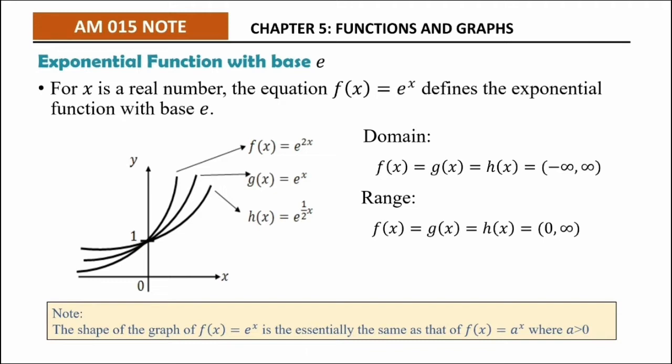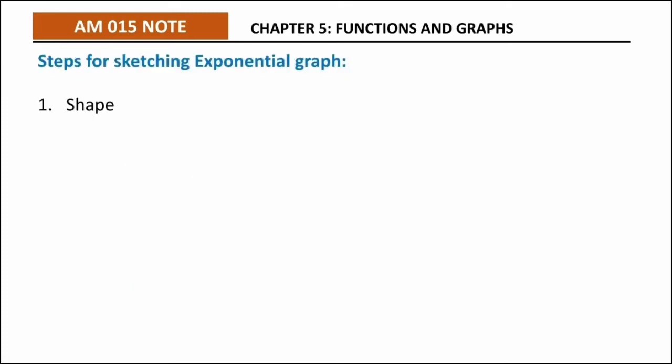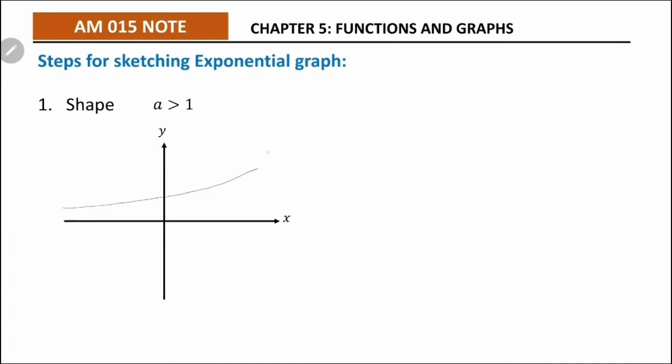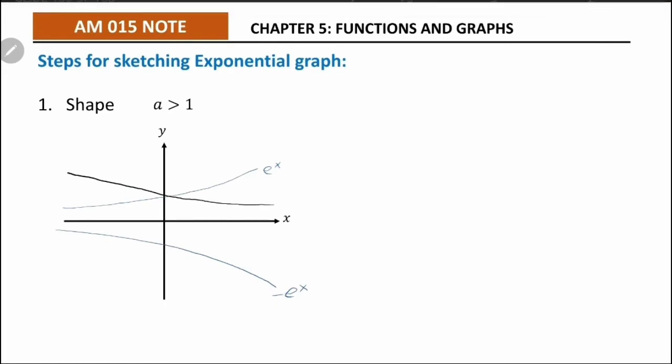The shape of the graph of f(x) = e^x is the same as f(x) = a^x, where a is greater than 0. Steps for sketching an exponential graph. First, we have the shape. For a greater than 1, we have e^x going from negative x to positive x, and e^(-x) going from positive x to negative x. In both of these graphs, e is positive.